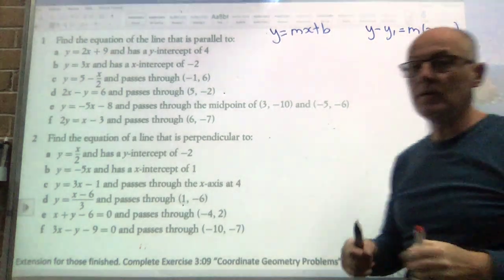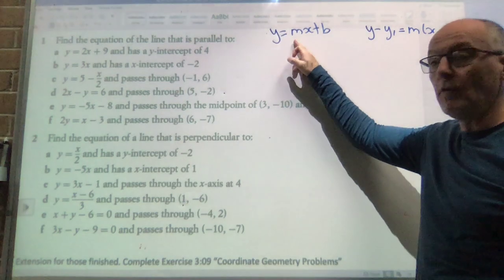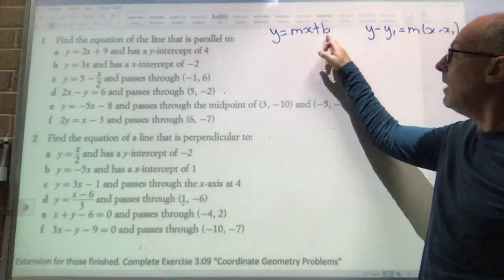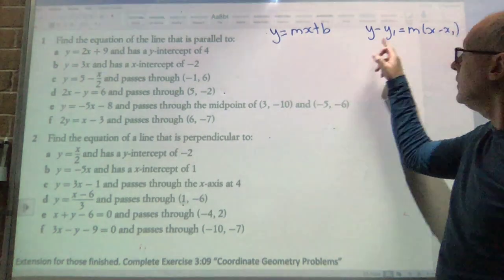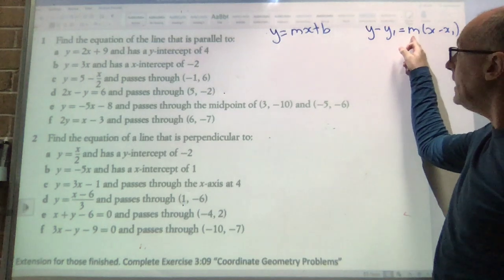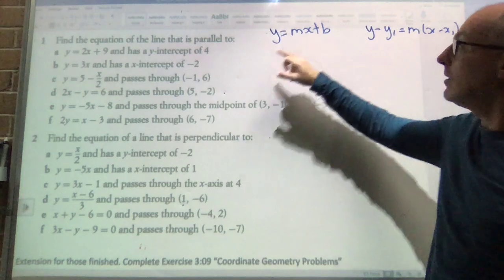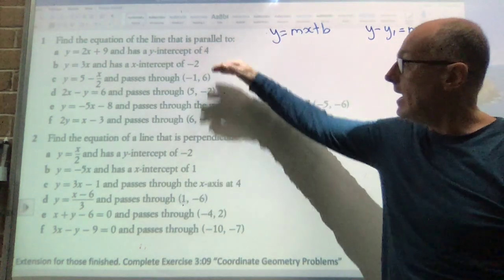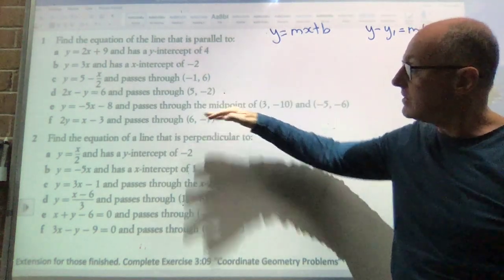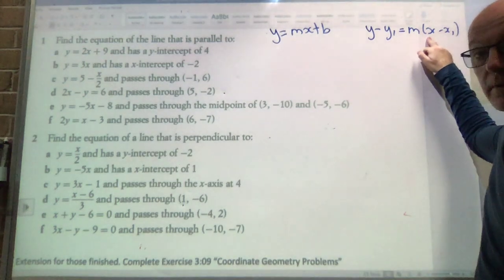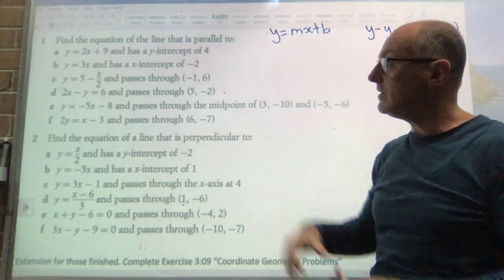So just going through these two formulas again, we use this formula when we know the gradient and we know the y-intercept. We use this formula when we know the gradient and one coordinate. So this formula will apply to the first two, and the other four questions here will refer to this one over here. So the first two will be nice and easy.